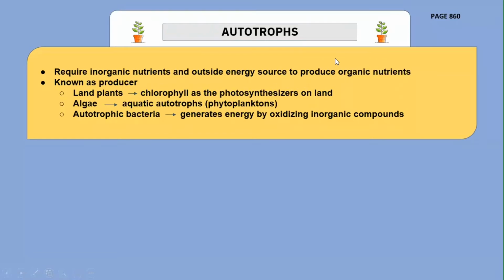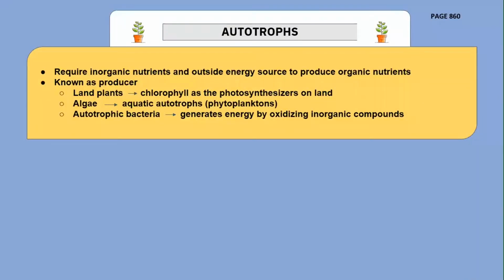So, we have three types of producers, which are land plants or green plants, algae, and autotrophic bacteria. First, we have land plants or green plants. Green plants are the dominant photosynthesizers on land because they have chlorophyll that absorbs sunlight and produces nutrients or food for the plants themselves.